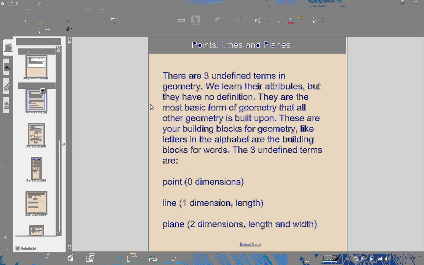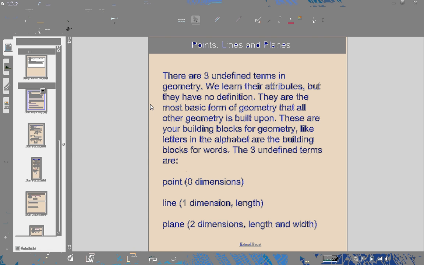Like letters in the alphabet, you have to know all the letters in the alphabet before you can actually start building words. So that's what I mean by they're undefined and everything's built on them. So the three are point, line, and plane.